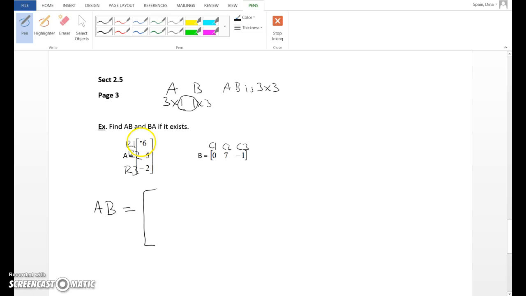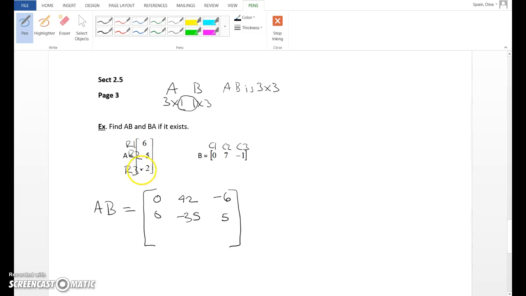Remember, what we're doing is taking the dot product, so I need row 1 dotted with column 1. That's just 6 times 0, which is going to be 0. Right, row 1 dotted with column 2, 6 times 7, 42. Row 1 dotted with column 3 is 6 times negative 1, which is negative 6. Alright, let's do row 2. Row 2 dotted with column 1, 0. Row 2, column 2, negative 35. Row 2, column 3, positive 5.